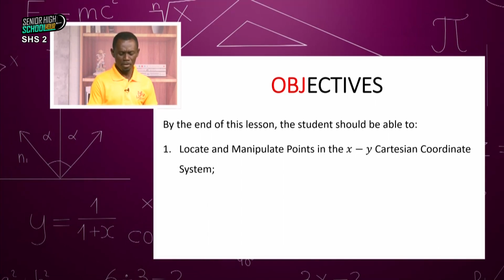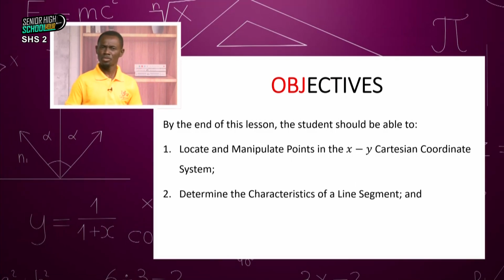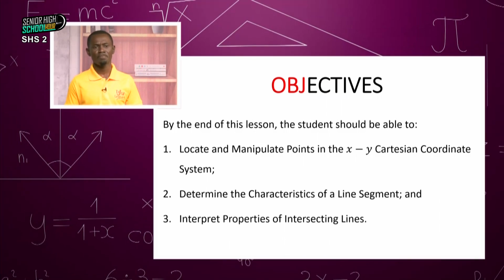So, well, together, we shall, on René Descartes' plane or system of coordinates, be able to locate and manipulate points. The second thing I hope we achieve together is that we shall be able to determine the characteristics of a line segment, because lines are effectively formed by points. And finally, we should be able to interpret the properties of intersecting lines.